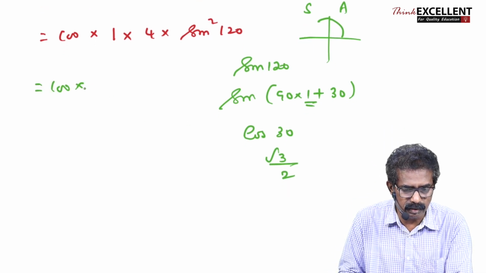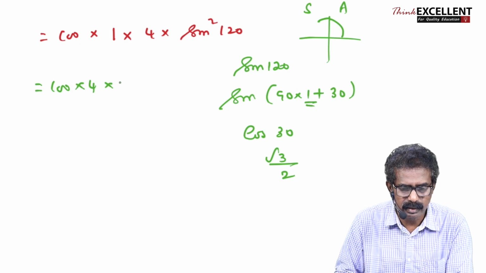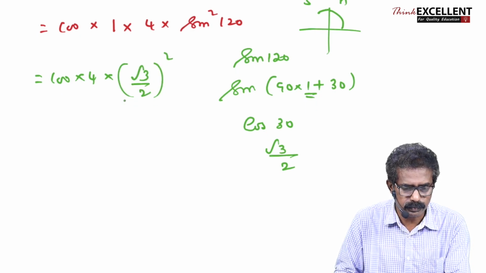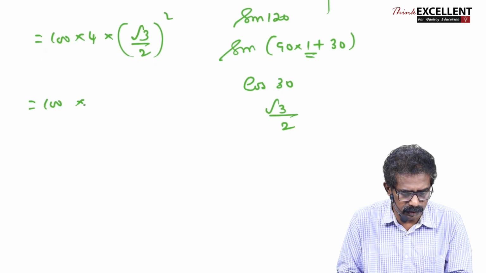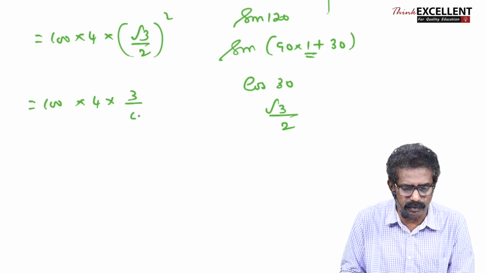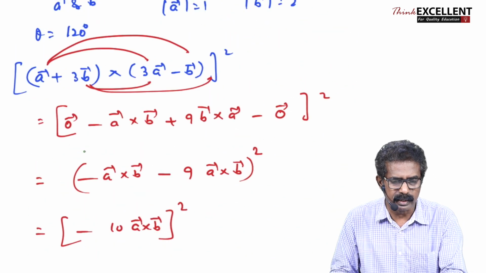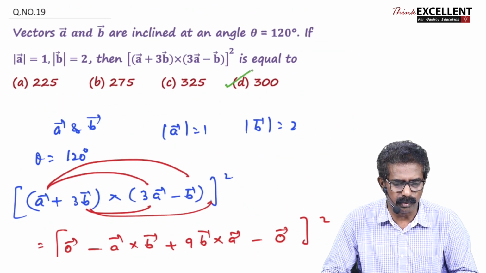But here square is there. So 100 into 4, sin 120 is root 3 by 2, the whole square. That is 100 into 4 into 3 by 4. When you square, the 4 cancels, your answer is 300, and that is option number 4.